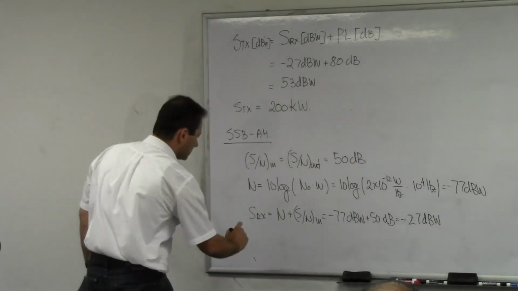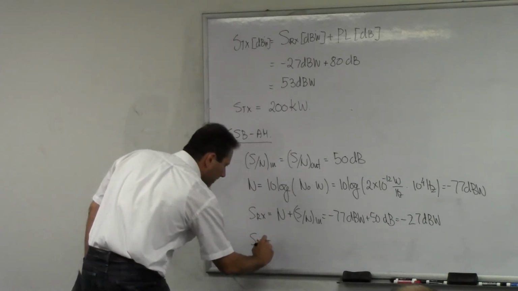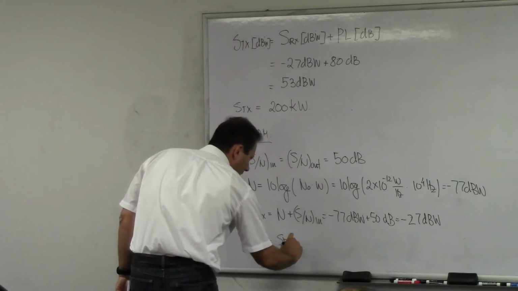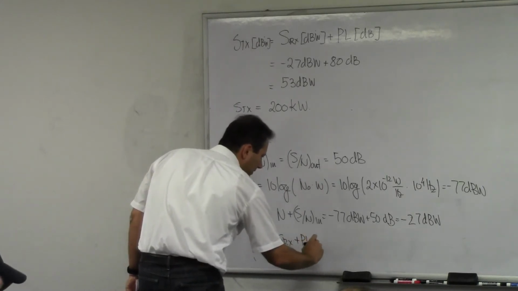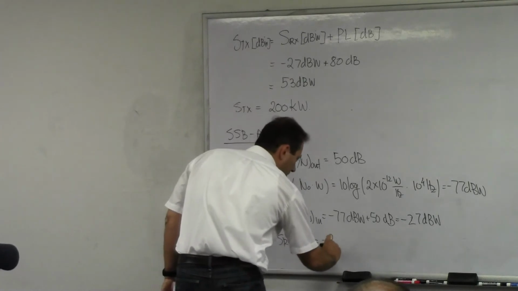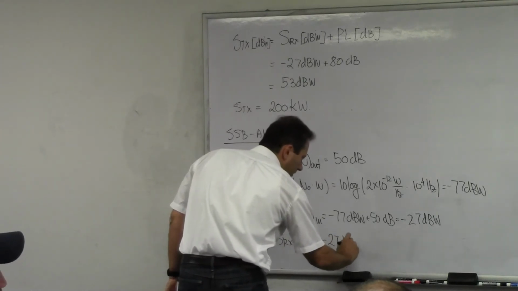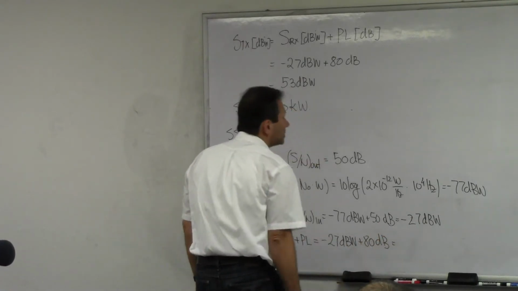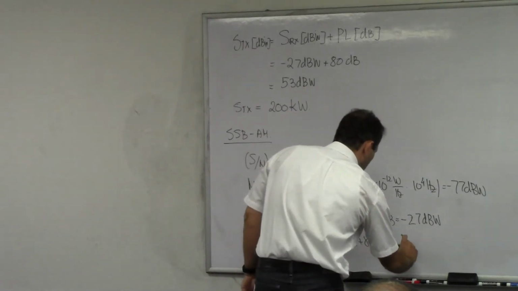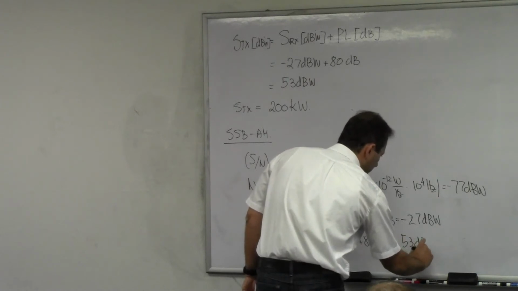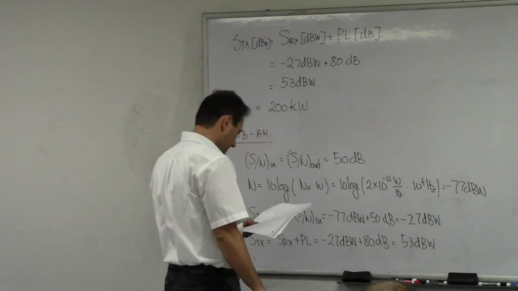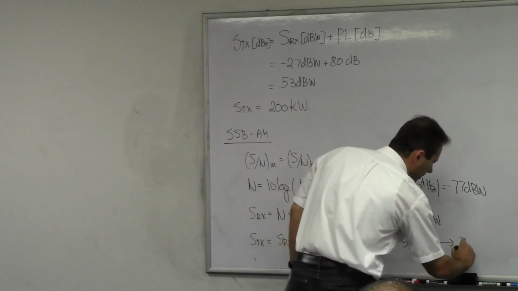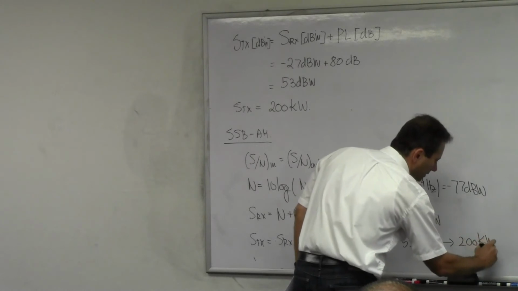And then your S transmit needs to be your S received plus the path loss, everything expressed in dBs. So it becomes minus 27 dBW plus 80 dB, which is 53 dBW. Okay? And if you bring this into the linear domain, this is 200 kilowatts, right?